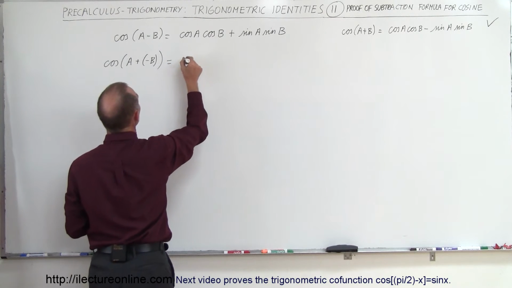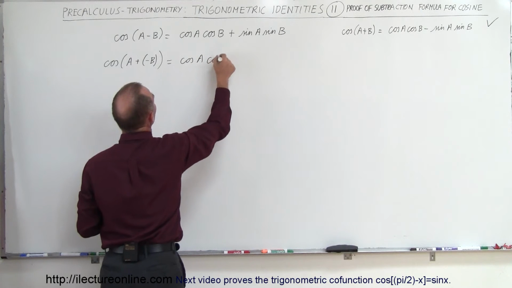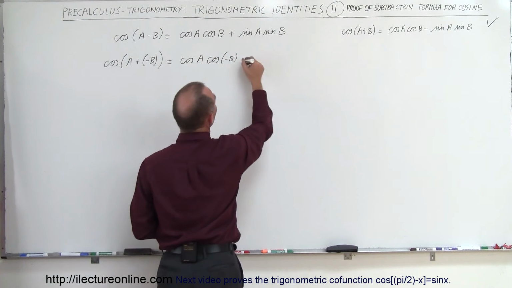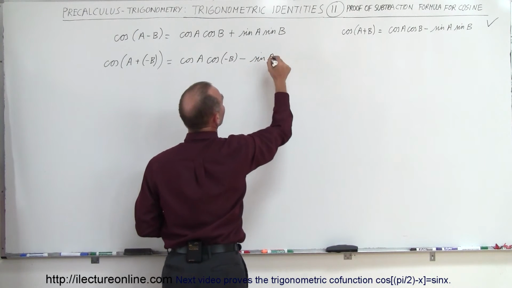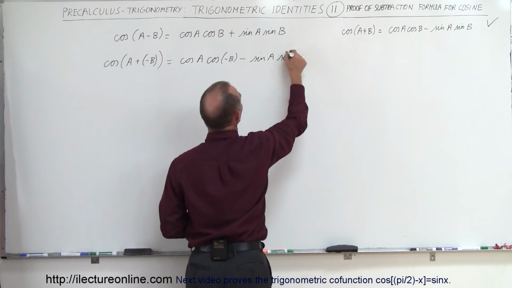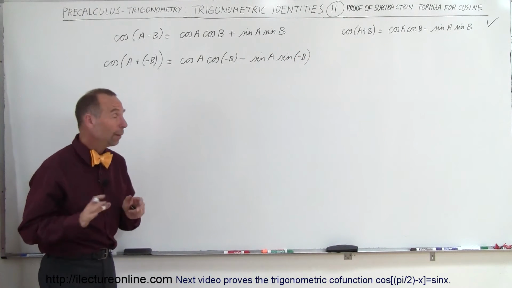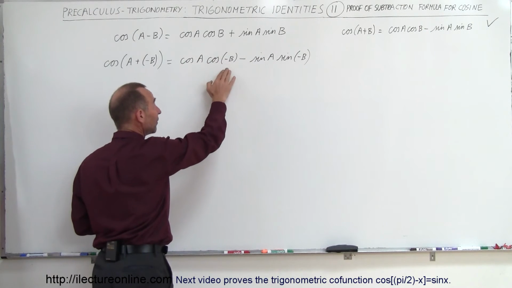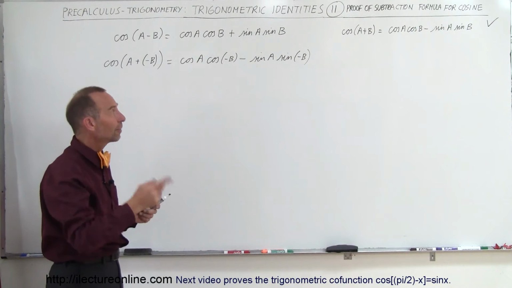So this is equal to the cosine of A times the cosine of negative B, and so minus the sine of A times the sine of negative B. All right, now remember that the cosine of a negative angle is the same as the cosine of the positive angle, and the sine of a negative angle is the same as the negative sine of the positive angle.